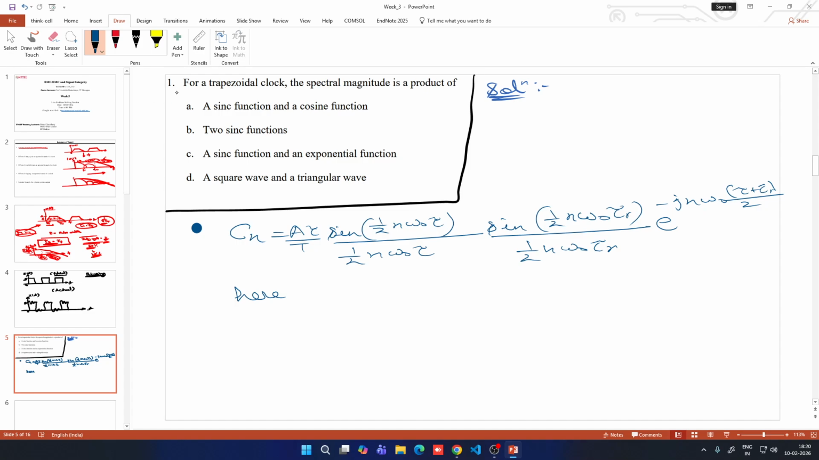So we are on problem number 1, and question number 1 is, for a trapezoidal clock, the spectral magnitude is a product of. That means we have to write down the spectrum. So this expansion coefficient Cn for a trapezoidal clock signal or trapezoidal pulse is this, and here we have made one assumption that tau r, the rise time, is equal to the fall time.